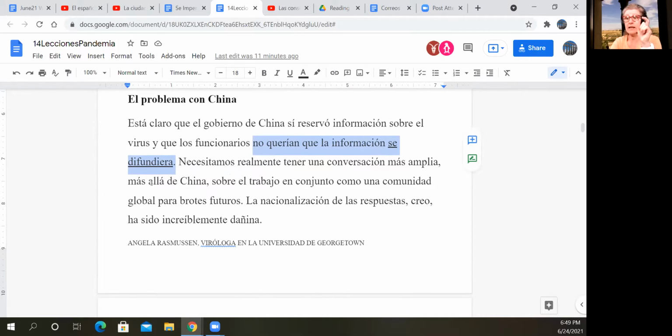So, but it goes into past subjunctive because we've got no querían que. Los funcionarios no querían que. They didn't want it. And because that is a past desire, not they don't want it to leak or be published, but they didn't want. And that's why it goes into se difundiera. Oye.